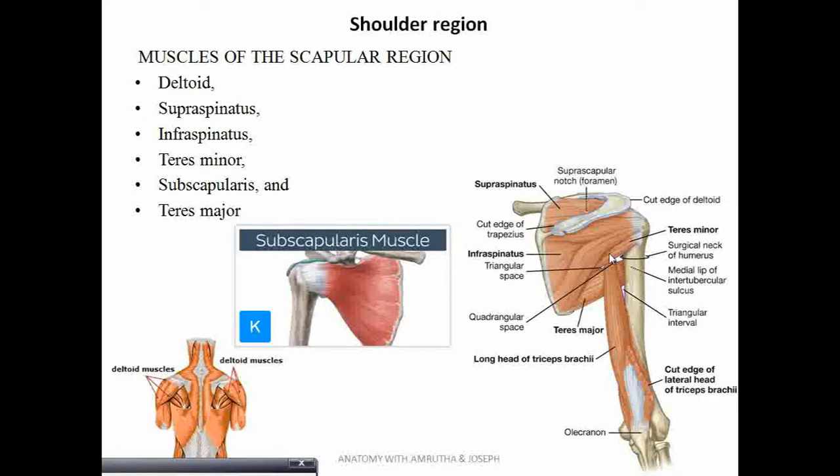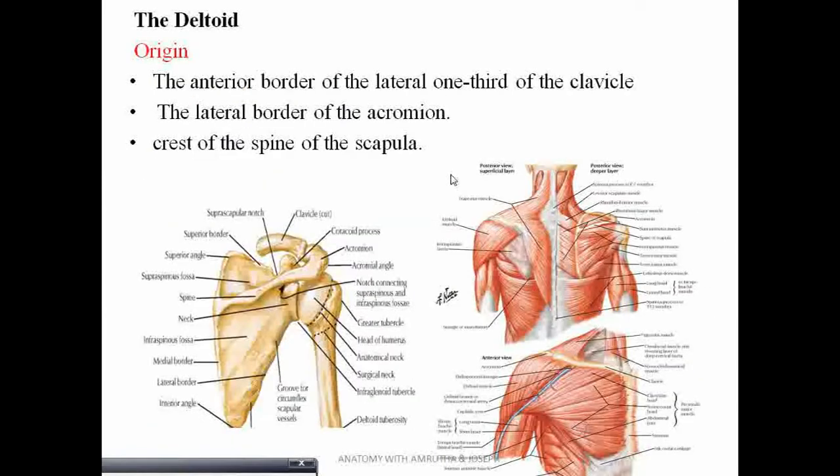Subscapularis is a muscle which is seen on the anterior aspect of the scapula. Teres major. Teres major is placed below the teres minor. This is teres major, teres minor. Let's see all these muscles in detail one by one. First muscle that we are going to consider here is deltoid.